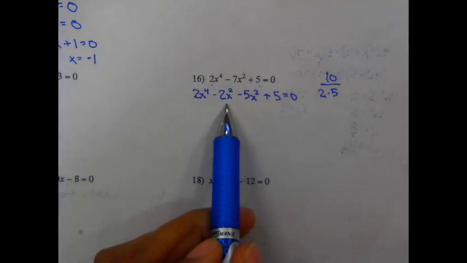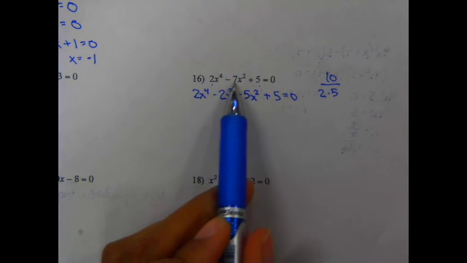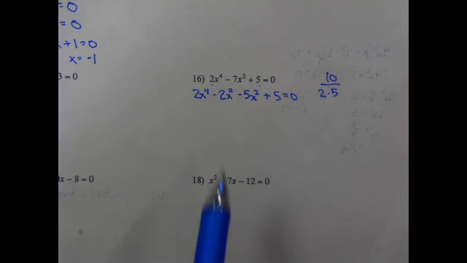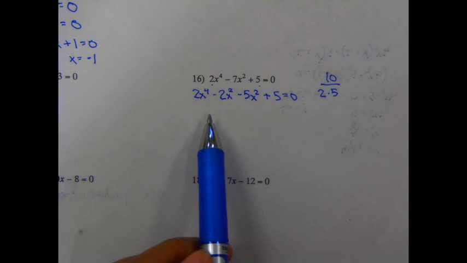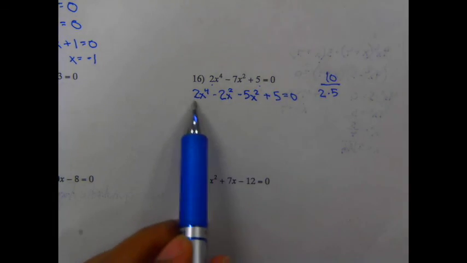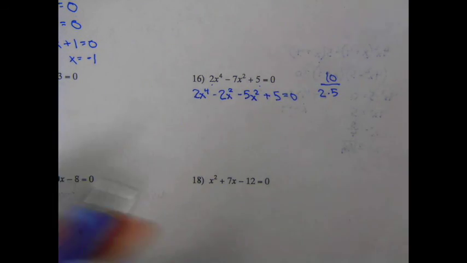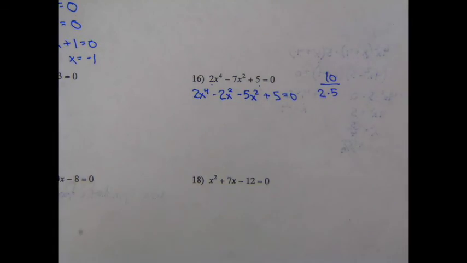So I broke the 7x squared into these two pieces that also have an x squared on them. And now you can do number 16 in the same manner that you're doing the other ones, by grouping and seeing what these two have in common to factor out, and seeing what these two have in common to factor out. Alright, so I'll let you finish the worksheet.